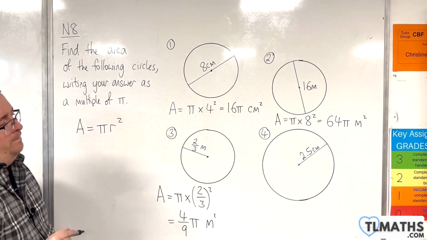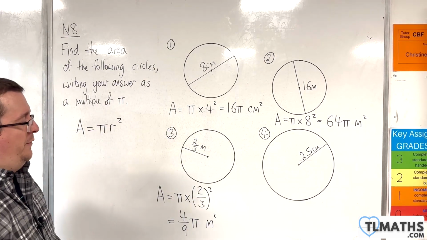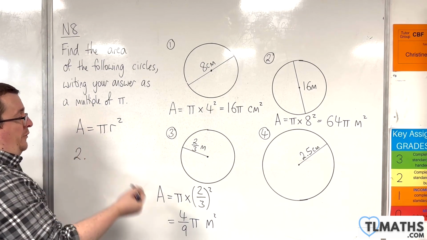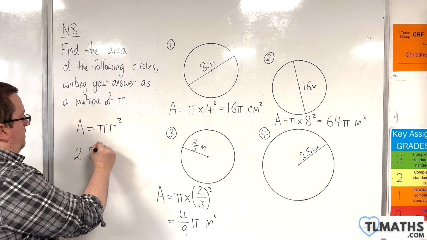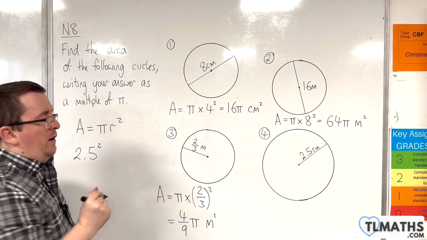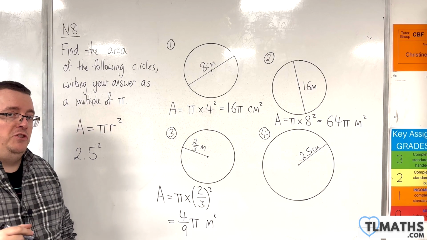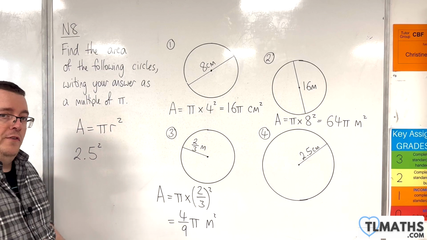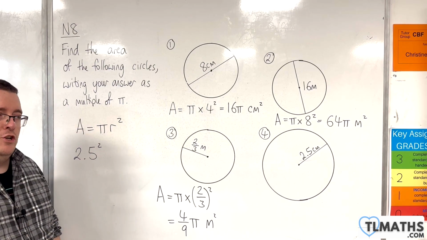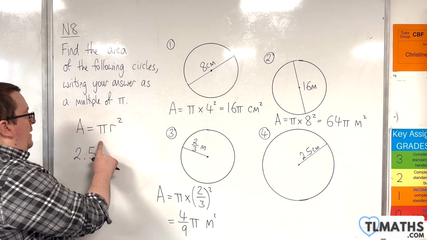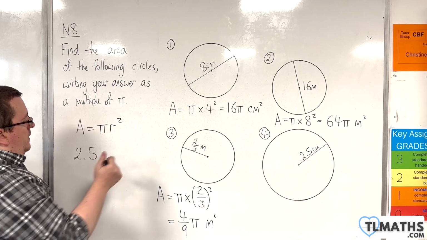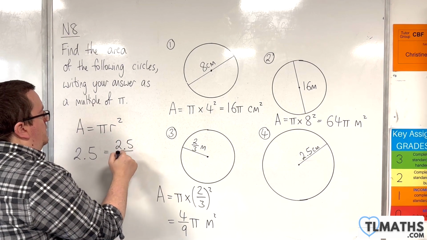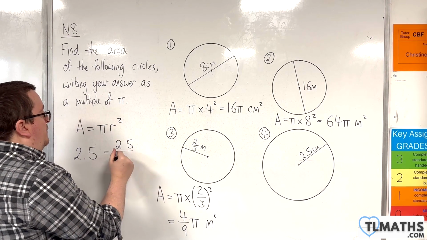Number 4. This time the radius is 2.5 centimetres. Now, at some point we're going to have to square 2.5 centimetres. Okay? Now, we could do that by doing 2.5 times 2.5, or we could convert 2.5 into an improper fraction. So let's focus on 2.5. 2.5 is the same as 25, I should say, over 10.